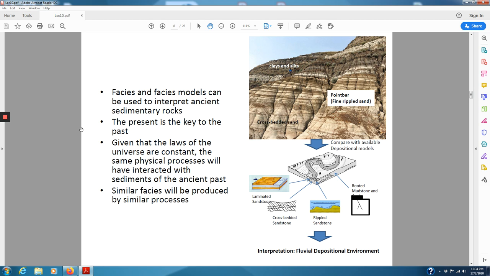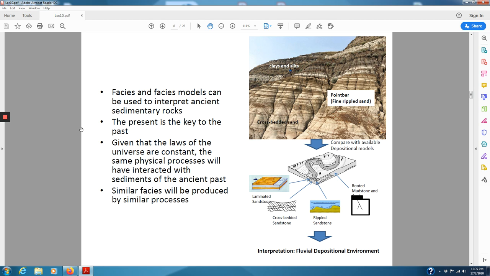Given that the laws of the universe are constant throughout time, the same physical processes would have interacted with sediments of the ancient past. So let's say you go back in the history of the Earth 500 million years ago, you would have had a sea, and the waves would be interacting with the sea bottom. So you will get symmetrical ripples when waves are interacting with fine grain sand in shallow water. Even 500 million years ago, you get the same kind of physical processes operating. So you assume that if you get the same kinds of facies preserved in the rock record, they must have been formed by the same kind of processes operating today.